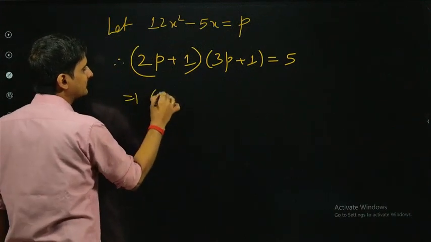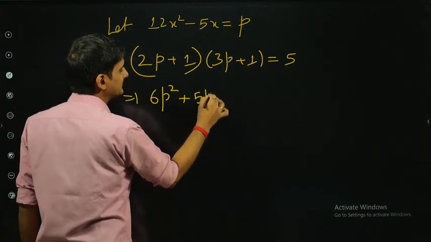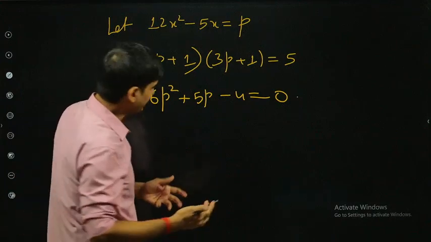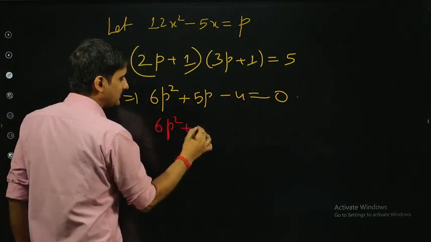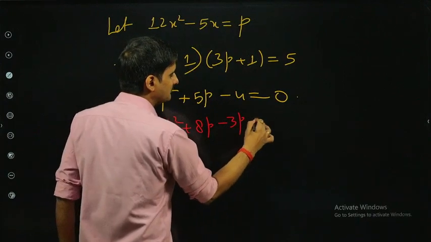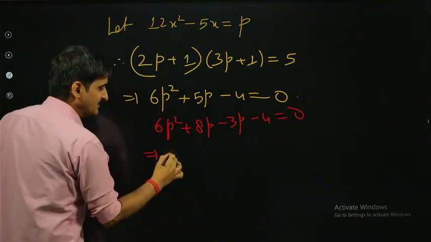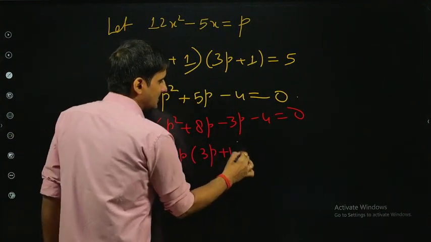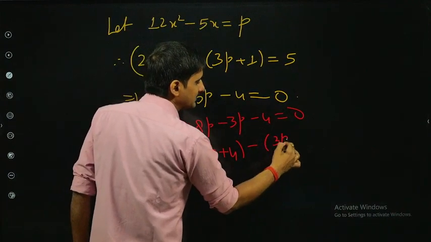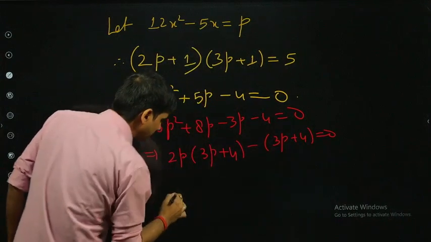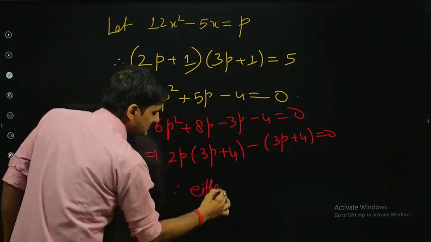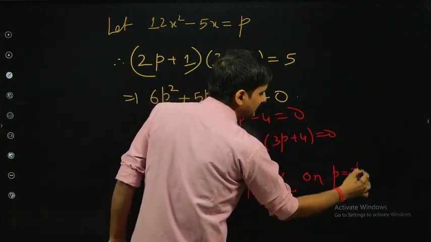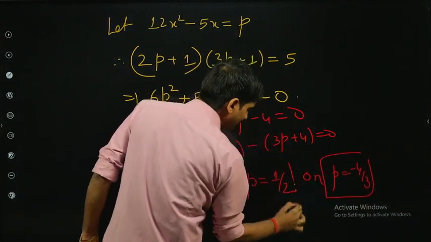So simplify it. 6p square plus 5p minus 4 equal to 0. So 6 into 4 is 24, 8 and 3 make 24. So 6p square plus 8p minus 3p minus 4 equal to 0. So you have 2p minus 1 into 3p plus 4 equal to 0. Therefore either p is equal to half or p is equal to minus 4 by 3. That's it. You got p.